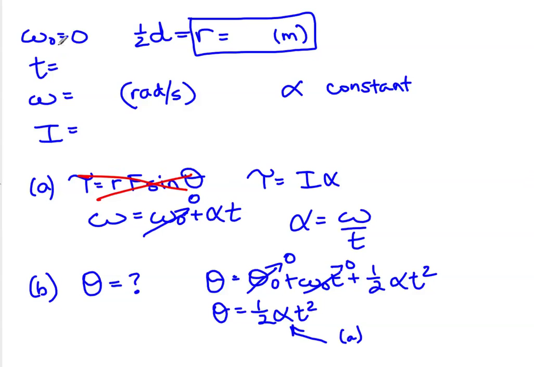We have the t from way up here. The t is given at the beginning of the problem. And so we can calculate theta. When we calculate theta, it's going to come out in radians. So it's going to be some certain number of radians. You need to convert that to revolutions by dividing by 2 pi.